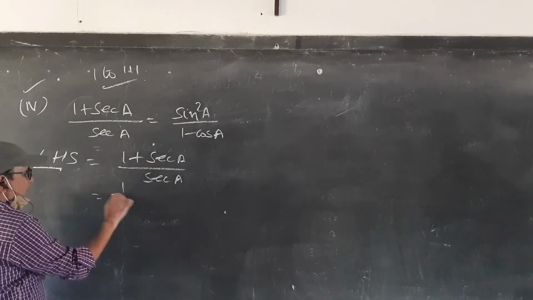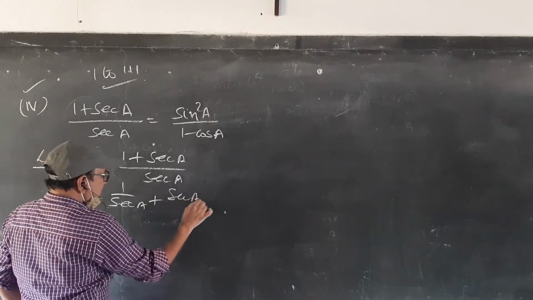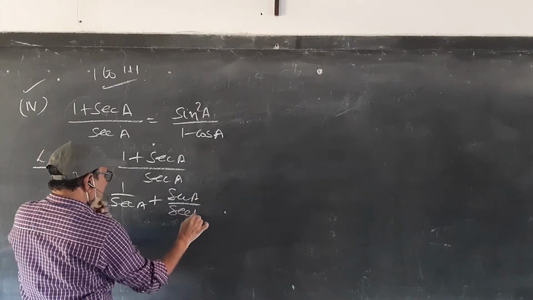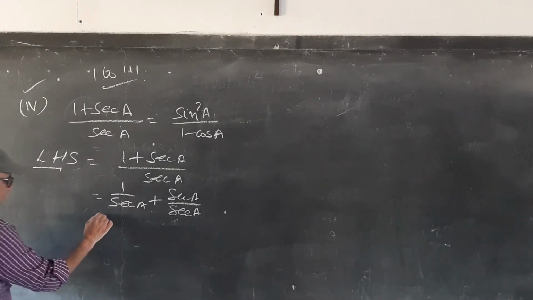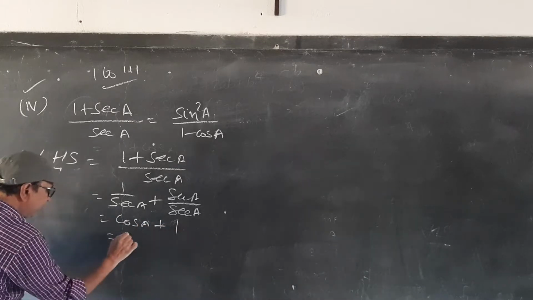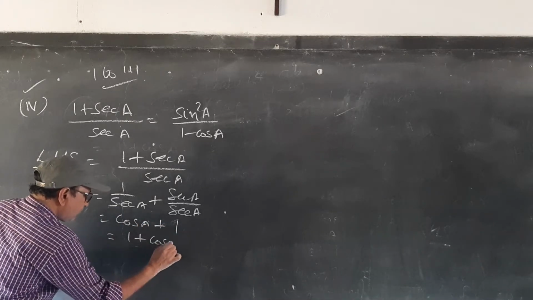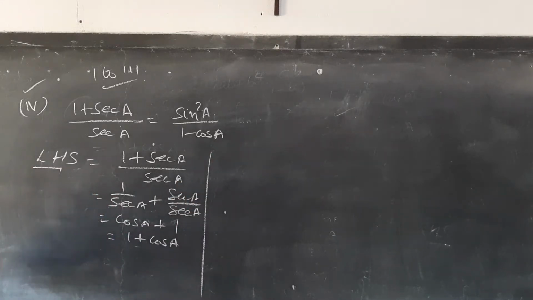So we will get 1 upon sec a plus sec a upon sec a. Right? So 1 by sec a is cos a, plus 1, or we can write it as 1 plus cos a. Now as you know, we are required to get sin square a upon 1 minus cos a.